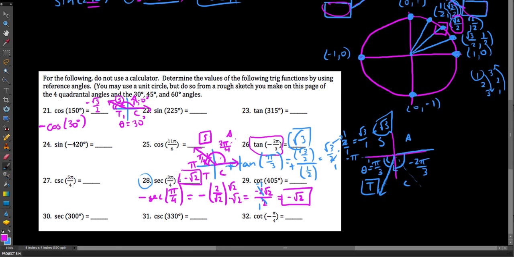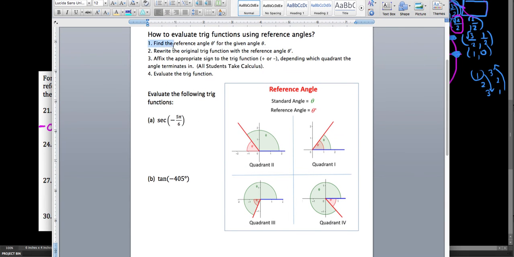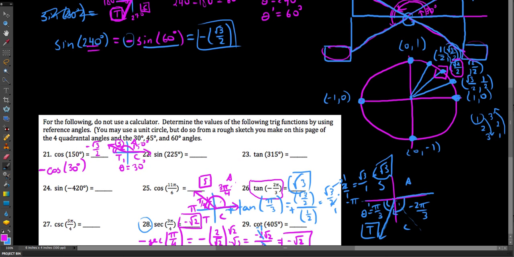So in terms of finding values of your trig functions at any given angle here, I want you guys to be using these 4 steps here. Find the reference angle, rewrite it using the reference angle, put a plus or minus depending upon what quadrant you terminate in, and then use this quick sketch that we always are going to make on our paper here in order to get us through this.